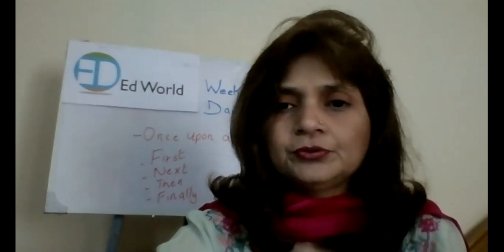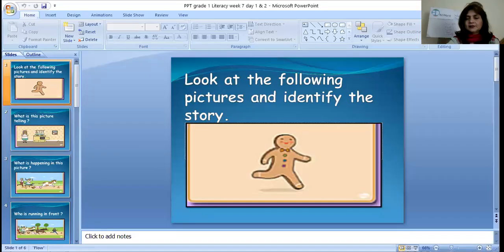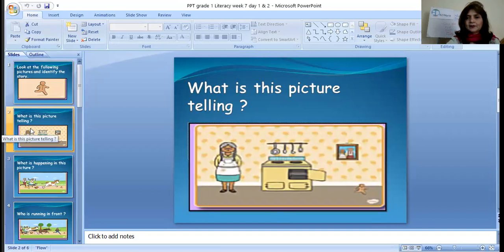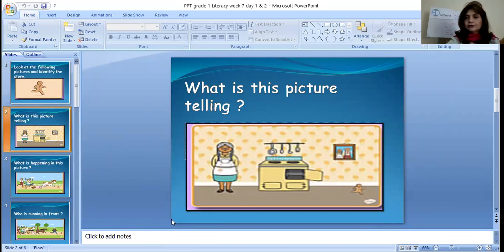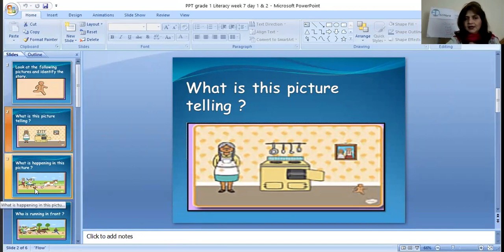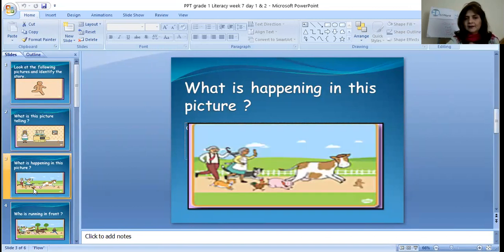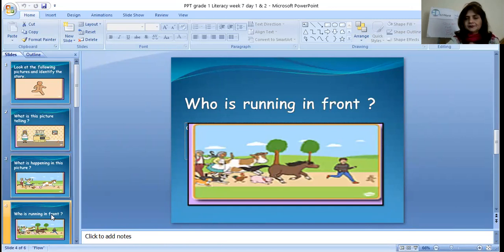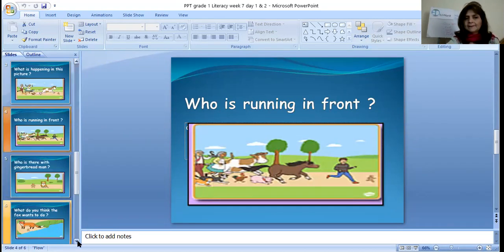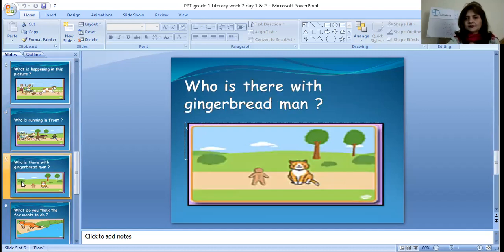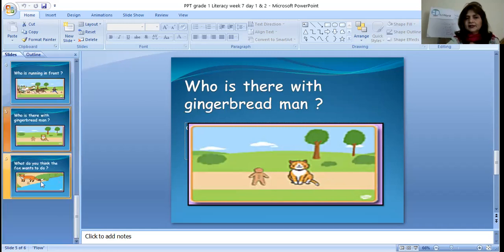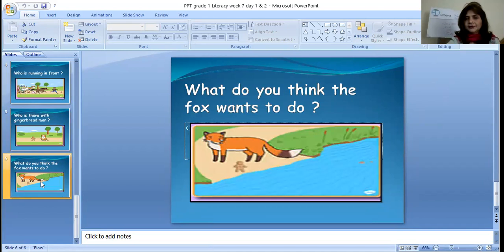One, two, and three. Can you see my screen, children? Yes, now this is the picture of Gingerbread Man, right? You can easily see this. Okay, the next one. Now clearly and carefully look at the picture, what's happening in this picture. Done? All right. Now the next picture. See what is happening? Okay, the next picture. See what is happening here? Yes? Okay, the next picture. Okay, and the last picture. There you go.